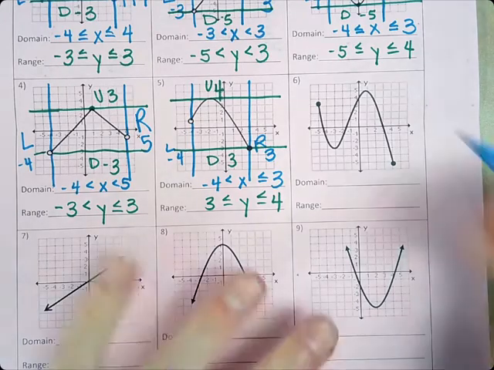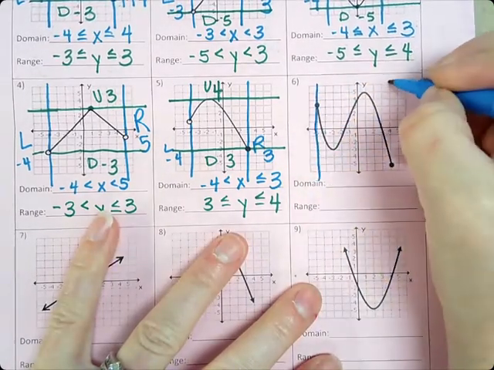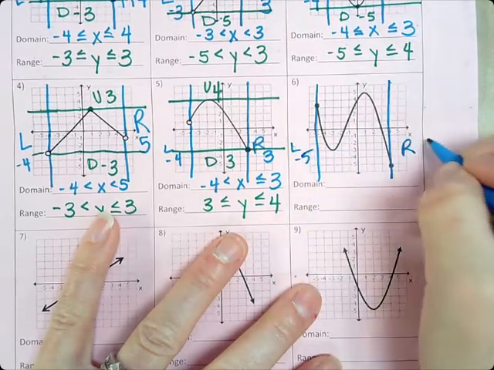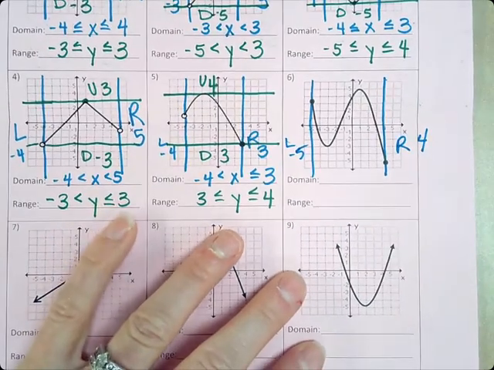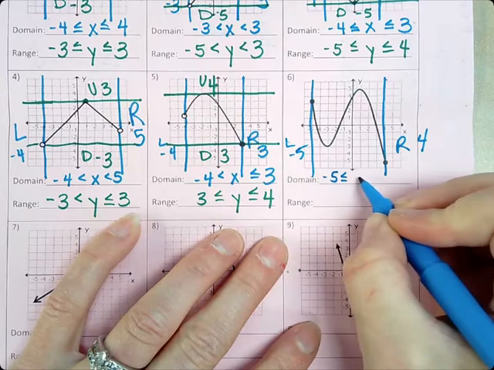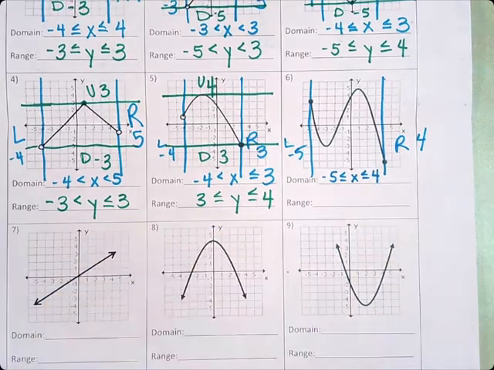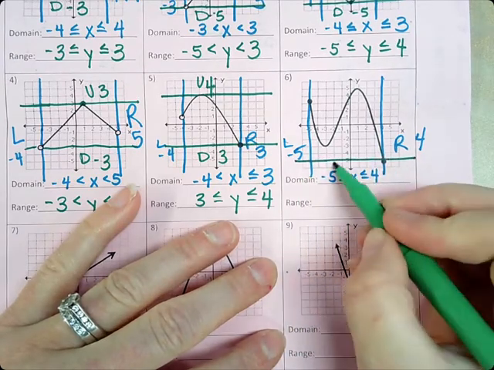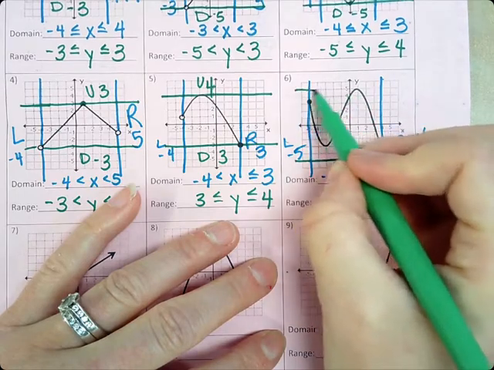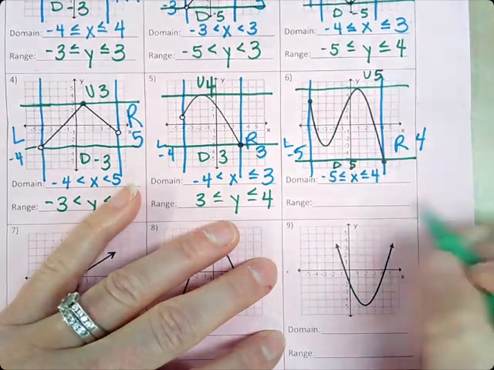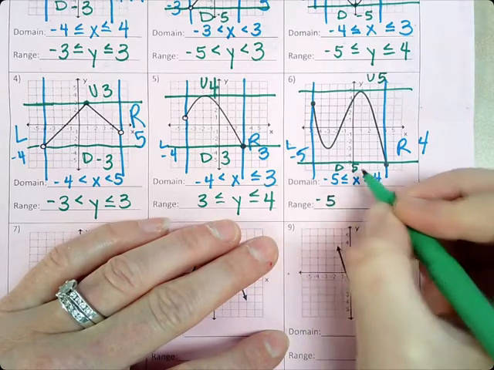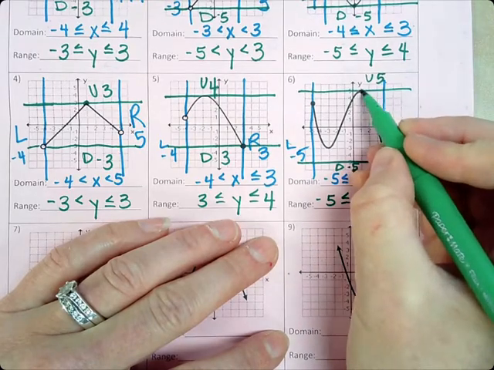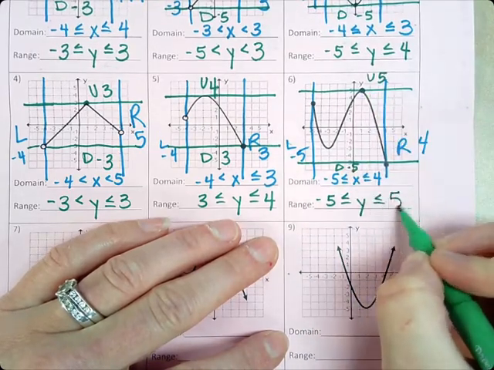Okay, the next one, left side, right side, so left -5, right +4. So it's -5, less than or equal to x, less than or equal to 4. And then to include the whole thing, I'm going to have to go all the way down to 5 and up to 5. So it's going to be -5. It touches, so less than or equal to y, and it touches this up here, less than or equal to 5.